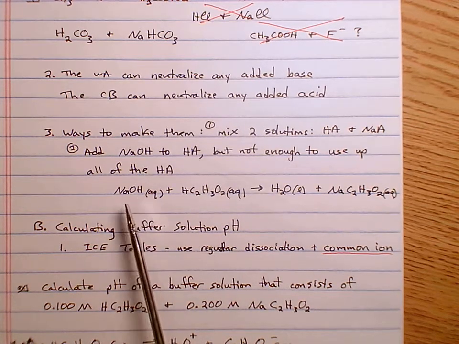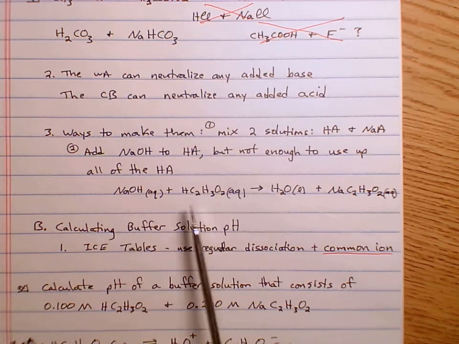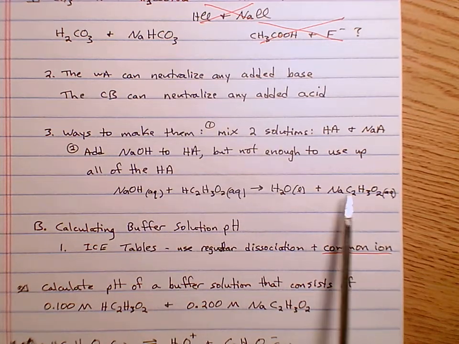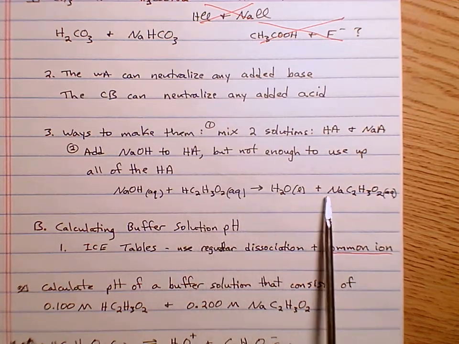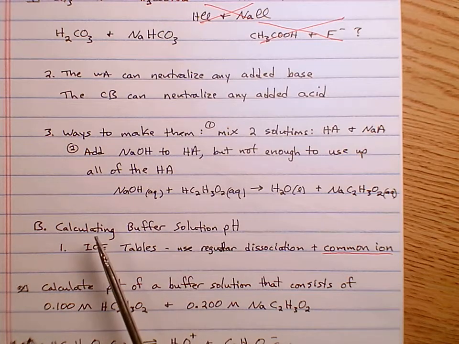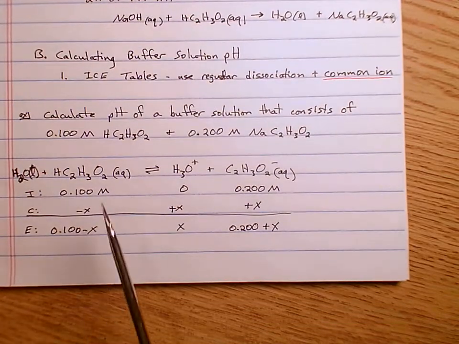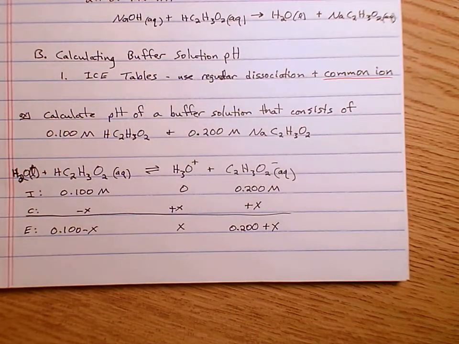If you don't add a lot of sodium hydroxide so that you still have a bunch of this weak acid around, then you'll have this weak acid and you'll have some conjugate base made by the sodium hydroxide, all in greater concentrations than from dissociation, so then you'll have a buffer solution.